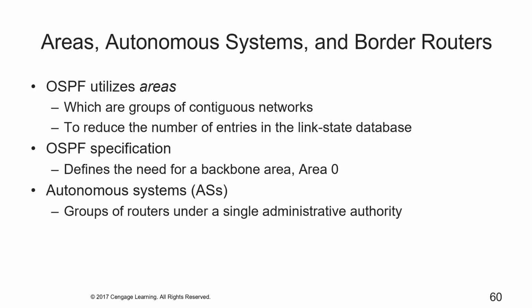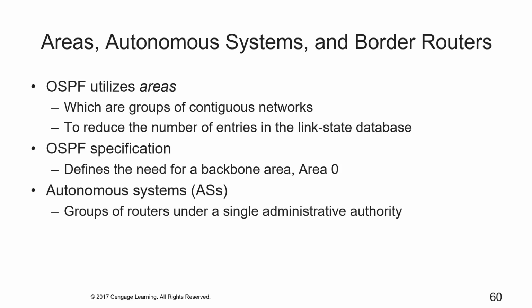So, areas, autonomous systems, and border routers. OSPF utilizes what are called areas. They're groups of contiguous networks, and this reduces the number of entries in the link state database. According to the OSPF spec, it defines the need for a backbone area, area 0, and autonomous systems, or ASs. They're groups of routers under a single administrative authority. All other areas have to be connected directly to this area, but there's some allowance for special tunnel connections.